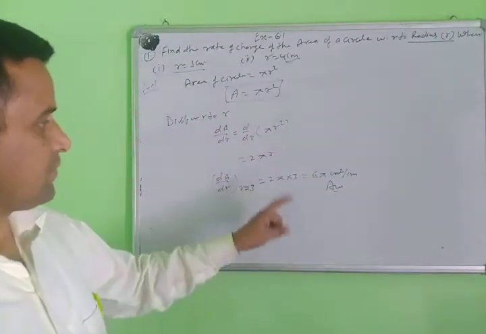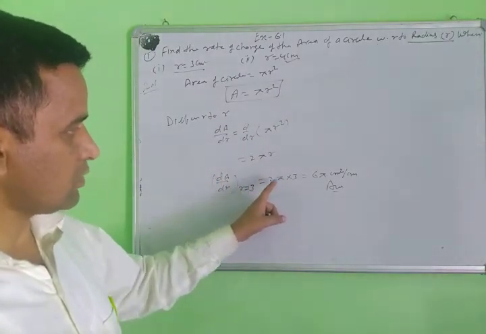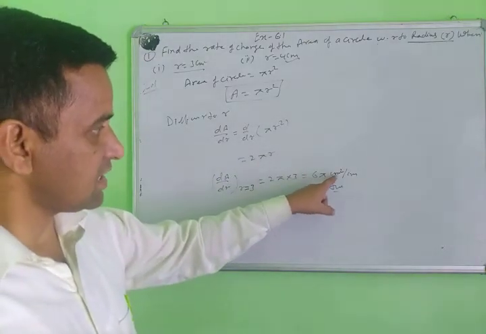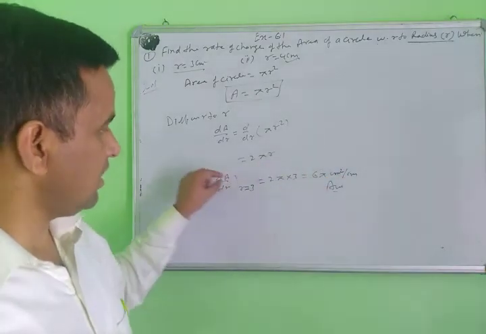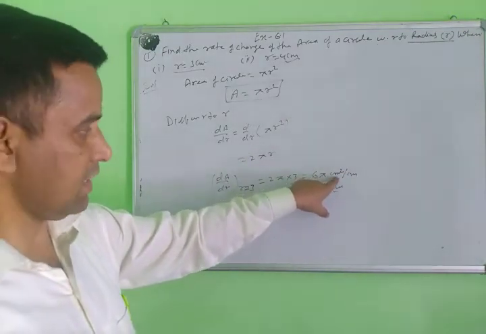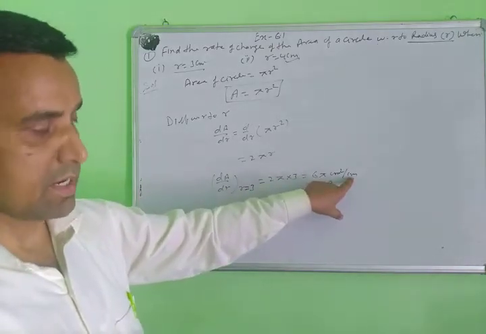Means the unit of dA over dr at r equal to 3. Then putting the value of r here, 3, and 3 to the 6, so 6 centimeter square per centimeter. Means in the numerator, write the unit according to area, and in the denominator, write the unit according to radius.